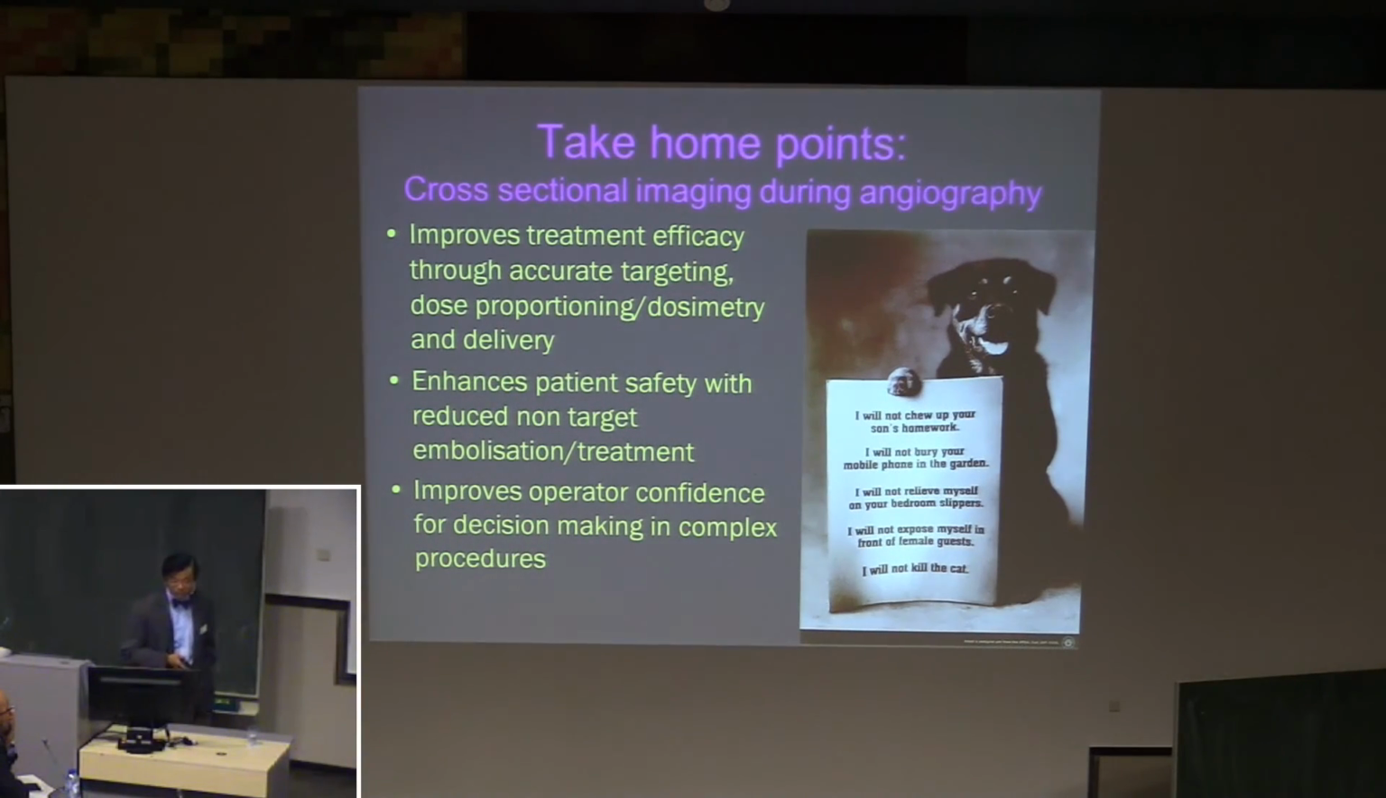So, take-home points for my talk is that cross-sectional imaging during angiography and vascular interventional techniques improves treatment efficacy through accurate targeting, dose proportioning, dosimetry and delivery, enhances patient safety with reduced non-target embolization treatment, and improves the operator confidence for decision-making in complex procedures.